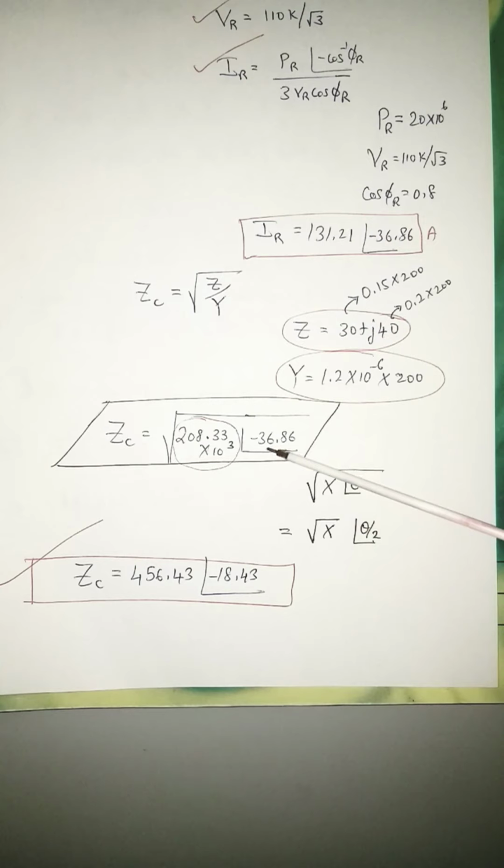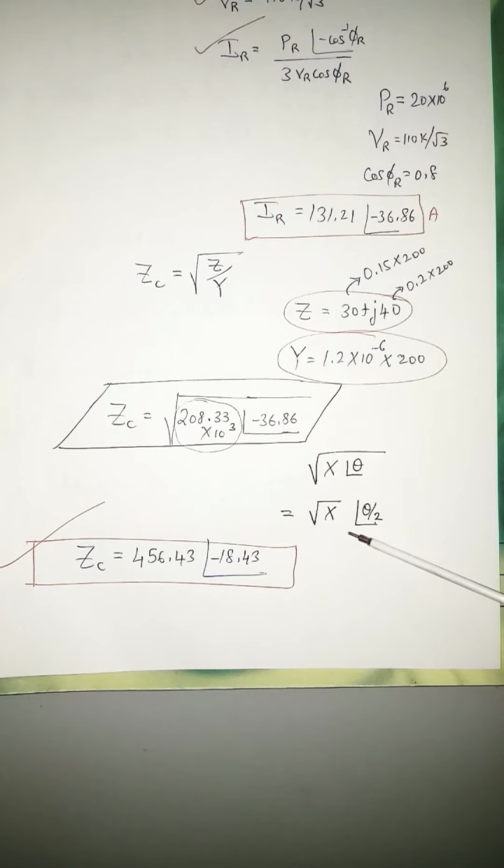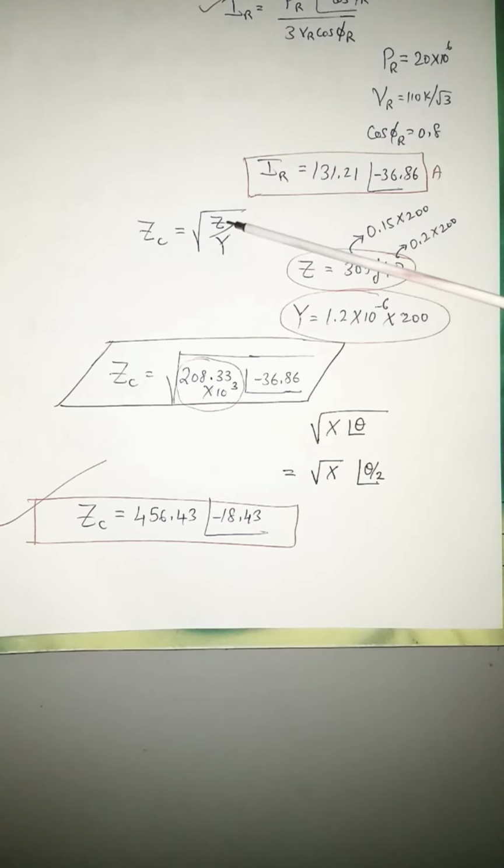Straight away, if you try to calculate the square root of this, it will not give you any answer. It says invalid or mathematical error. So what you have to do is use this approach. You have to take the square root of the magnitude and divide the angle by 2. This is what you have to do whenever you try to find the square root of a complex number. So Z divided by Y is giving me this value. I am going to take the square root of this magnitude, that will give me 456.43, and the angle component is just divided by 2, theta by 2, minus 36.86 divided by 2, which is 18.43. So this gives me ZC.